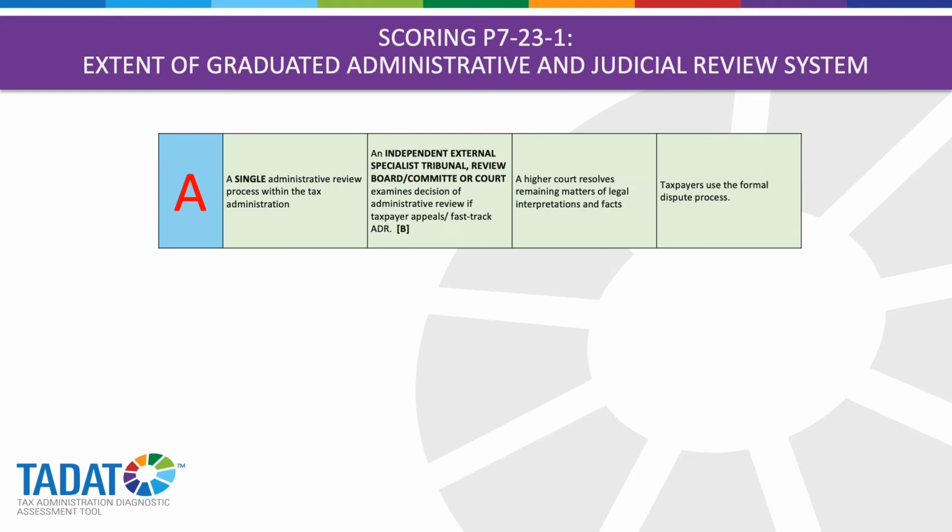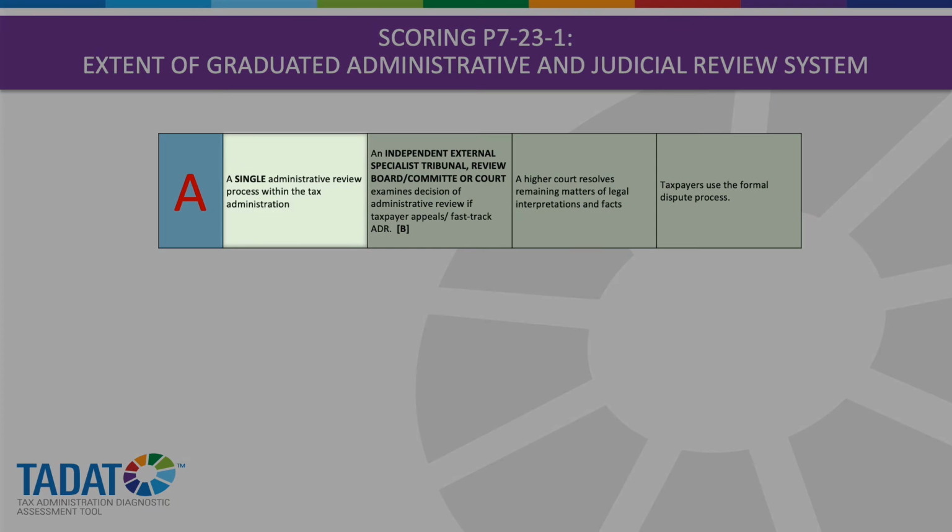In the case of P723, the overall score of the indicator is based on M2, that is, the average of the scores of the 3 dimensions. Let's start with the scoring criteria for dimension P723-1, which is about whether the overall appeal system is appropriately graduated and accessible to taxpayers. Remember, an A-level score represents good practice.